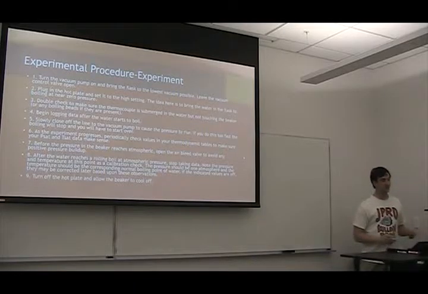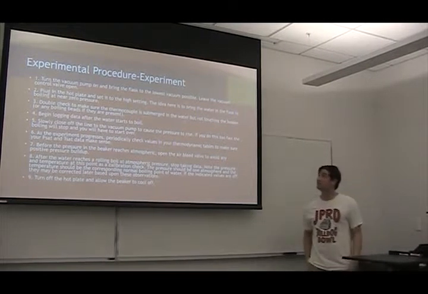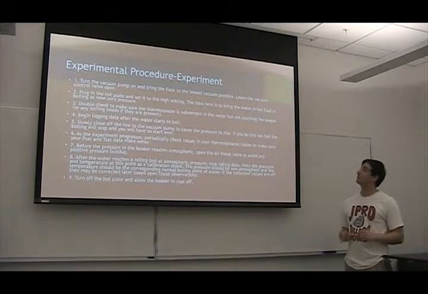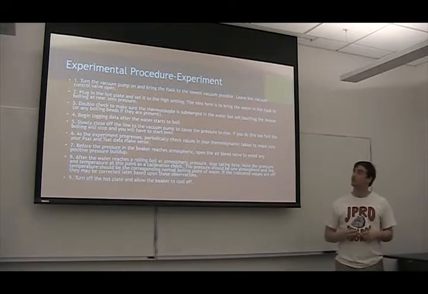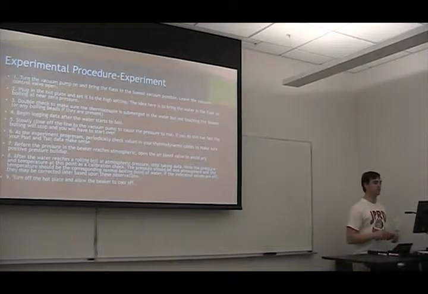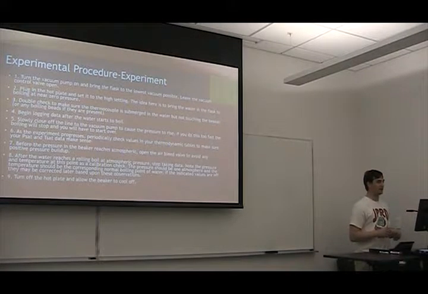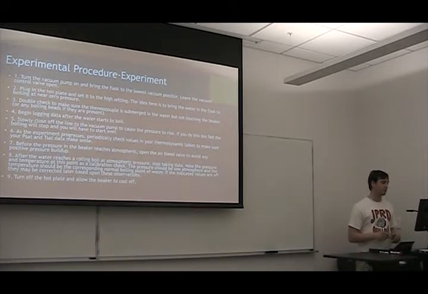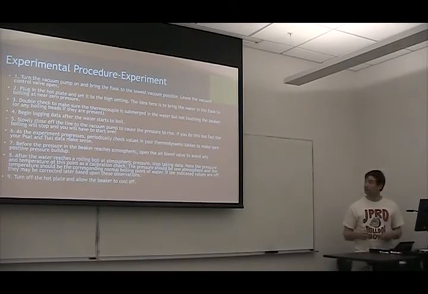Alright, so here's what you actually do for the experiment. Turn on the vacuum pump, bring the flask to the lowest vacuum possible, leave the control valve open, plug in the hot plate, set it to high, bring the water to boil at 0 pressure. Make sure the thermocouple is submerged enough but not touching the beaker. Begin logging the data once the water starts to boil. Close off the line to the vacuum pump and cause the pressure to rise.